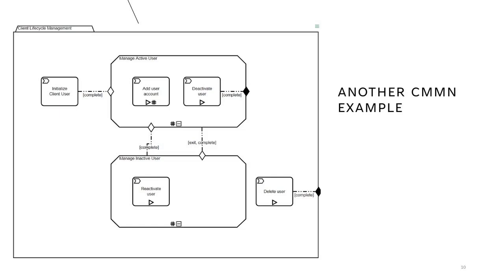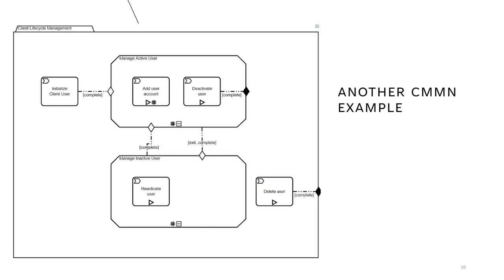So you can deactivate the user. That's another process which automatically terminates the manage active user stage, that's the black diamond on the edge, and triggers the manage inactive user stage, that's the link to the white diamond labeled exit, being the life cycle event associated with the terminated state of manage active user.